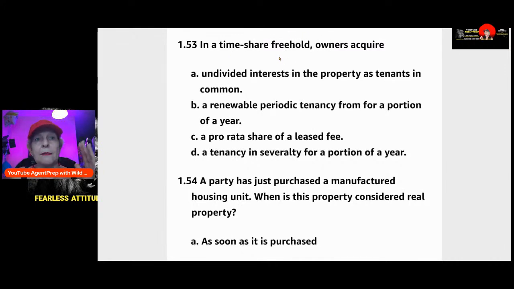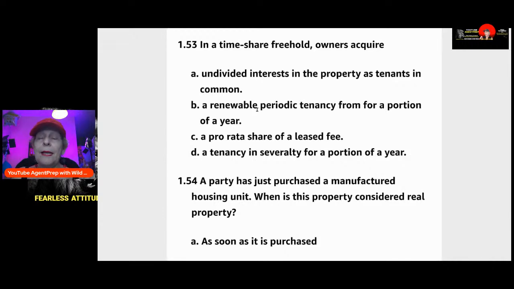They have the right to sell it, encumber it, their percentage or their share within that timeshare, and they get to enjoy and possess it, and they have a freehold type of estate. So the answer here is A. They have an undivided interest in the property as tenants in common. They own it in common with many other shareholders that get to enjoy it at a different week or month, or however many weeks they have bought every year.